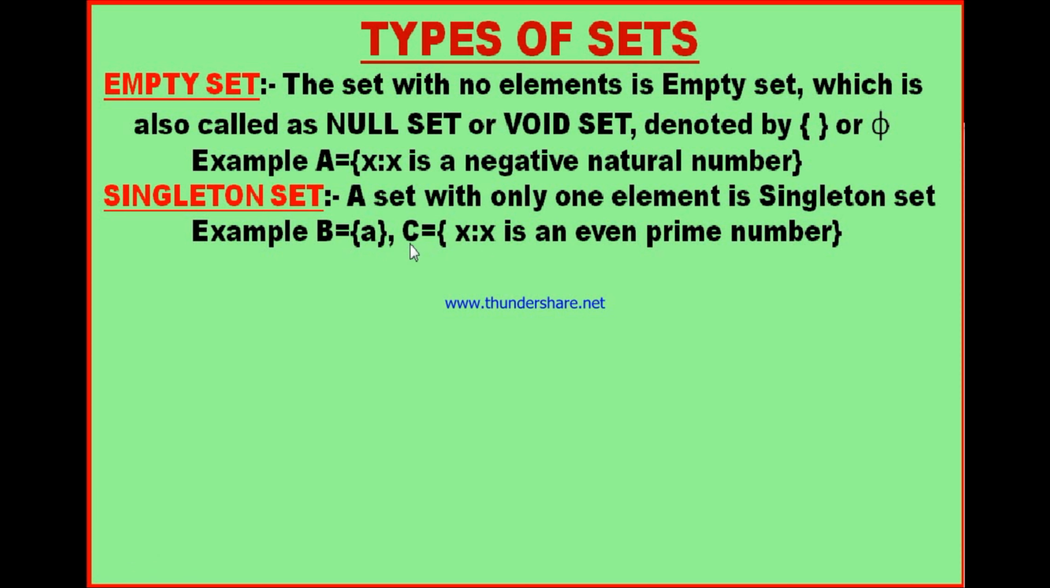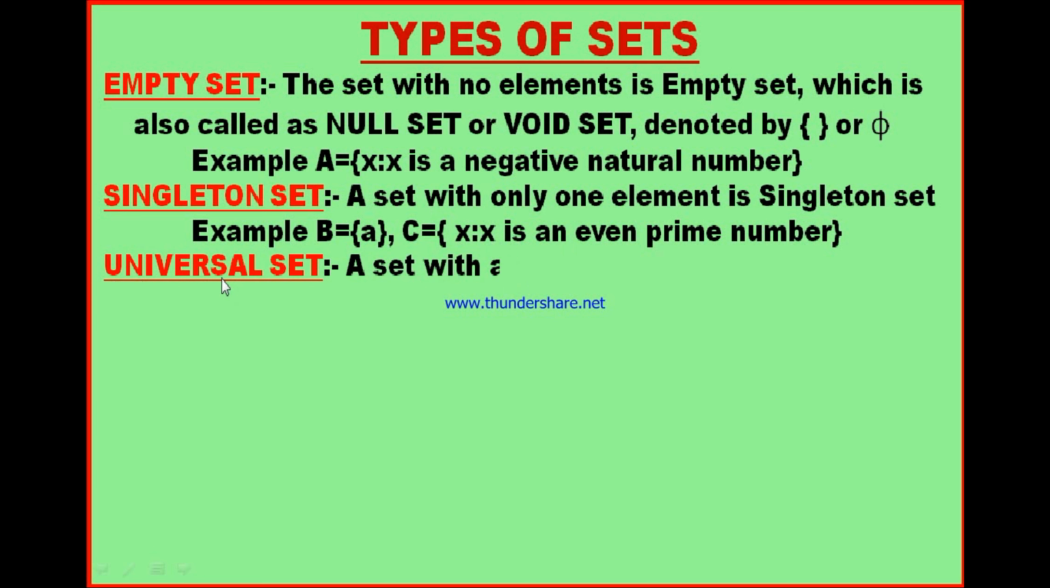Another example. C is equal to the set of x such that x is an even prime number. The prime numbers start from 2, 3, 5, 7 and so on. Out of all the prime numbers, only 2 is the even prime number. Therefore there is only one element in this set. Therefore it is a singleton set.